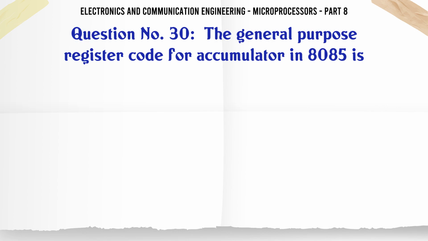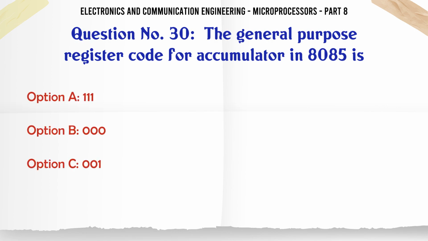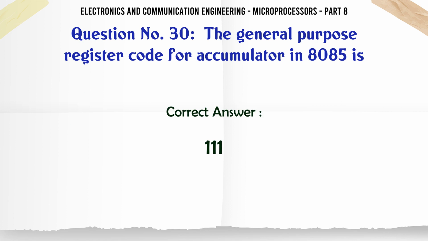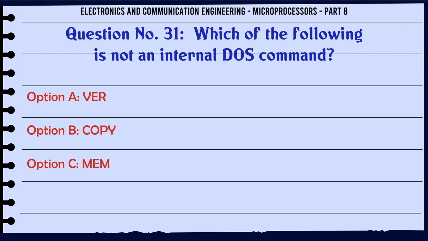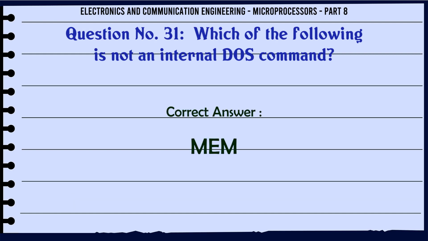The general purpose register code for accumulator in 8085 is: A, 111. B, 000. C, 001. D, 1111. The correct answer is 111. Which of the following is not an internal DOS command? A, VER. B, COPY. C, MEM. D, DATE. The correct answer is MEM.